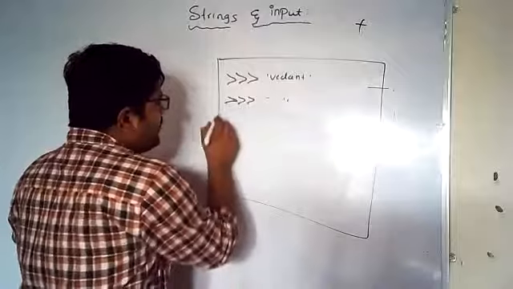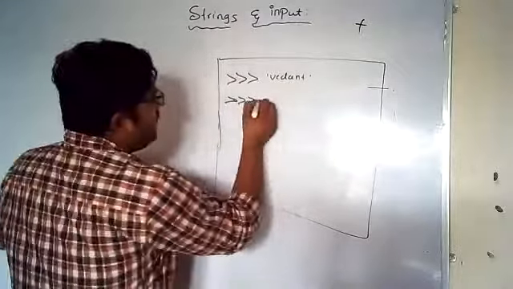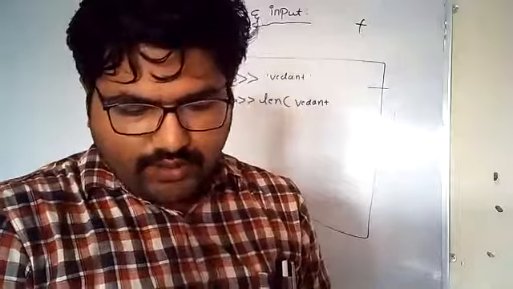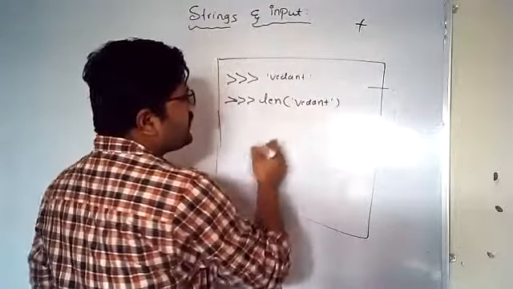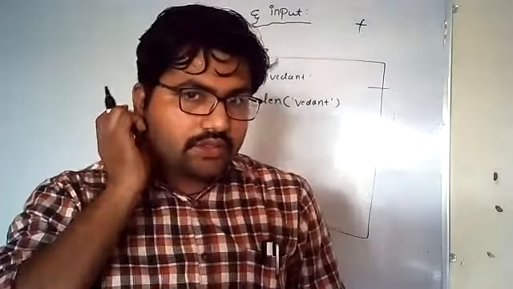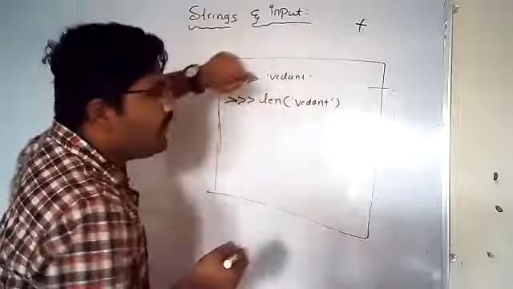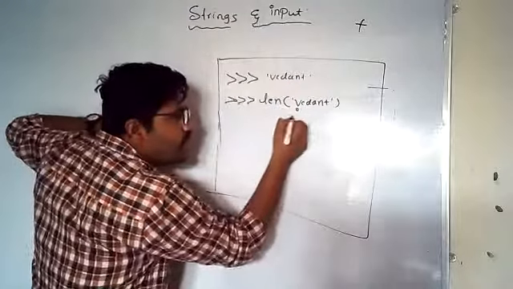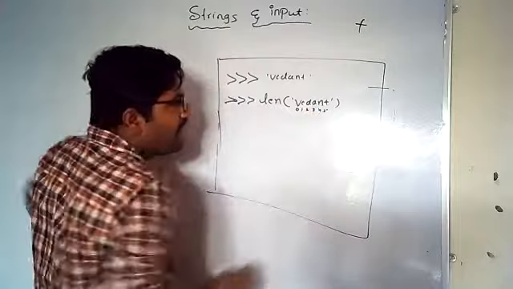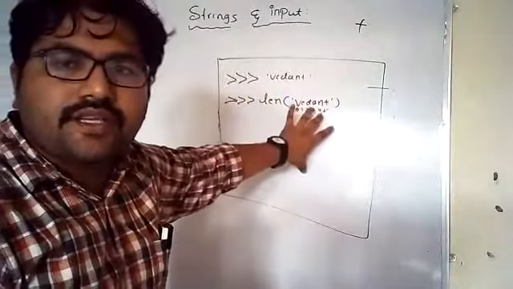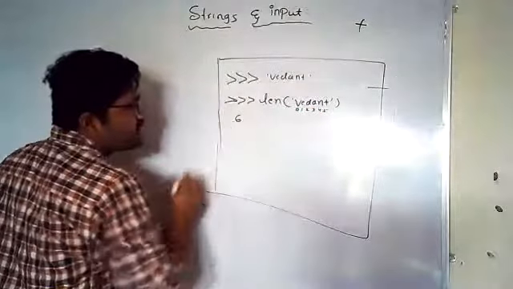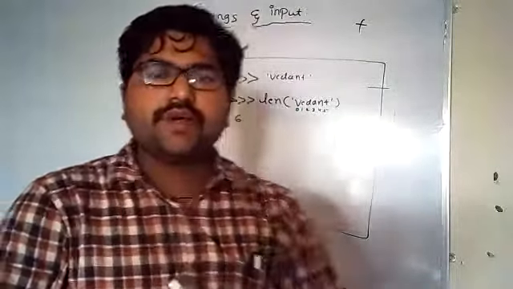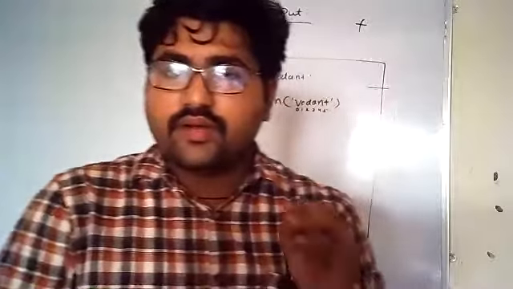Just open the prompt. Vedant is a string. Type len of Vedant in single quotes. What is the length? Always in Python, the first element of a string starts at index 0, then 1, 2, 3, 4, 5. The length of the string Vedant is 6. Notice, 0 is 1, 2, 3, 4, 5, 6. The length is 6. Is this clear?